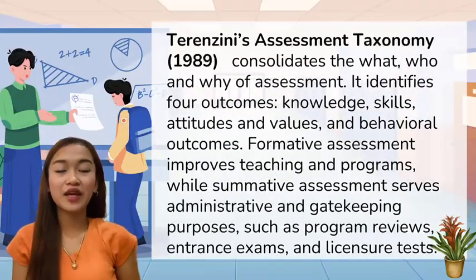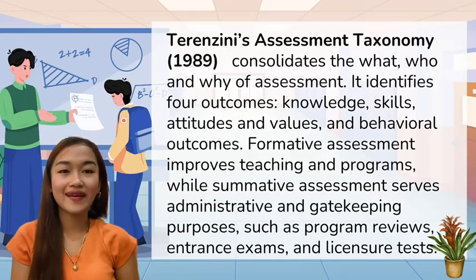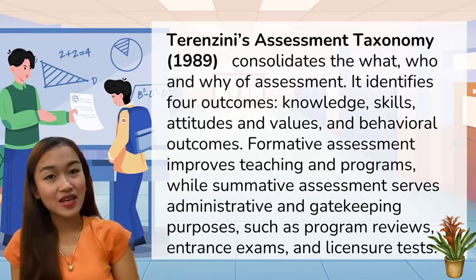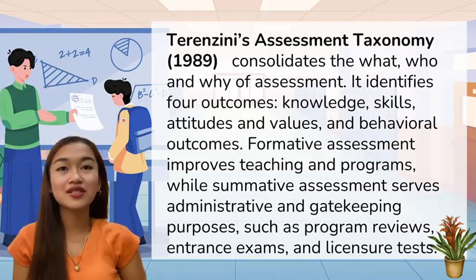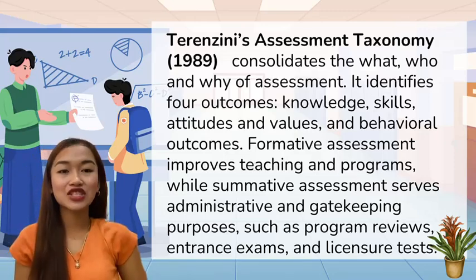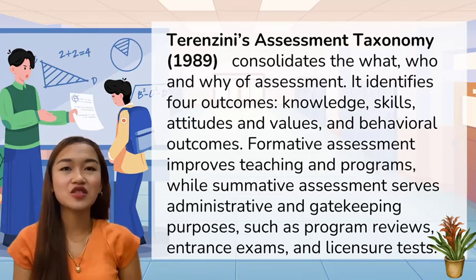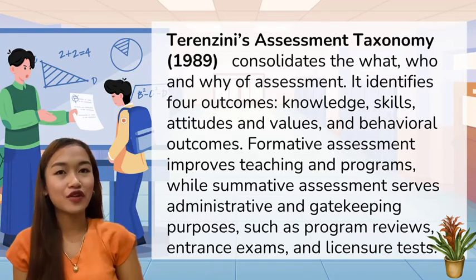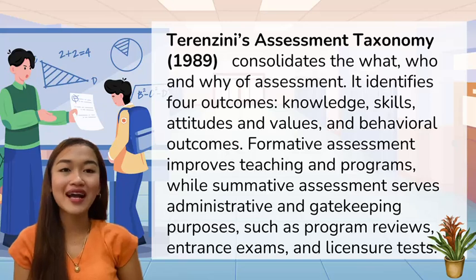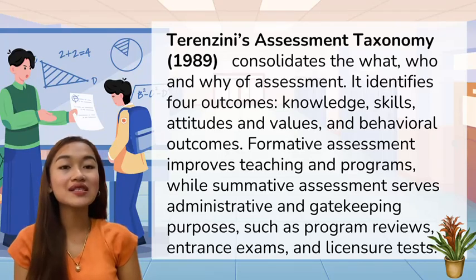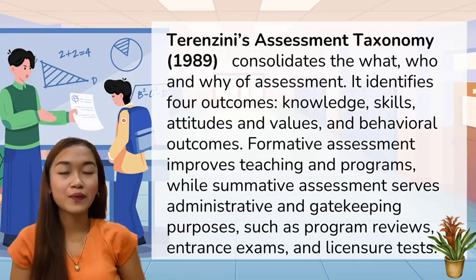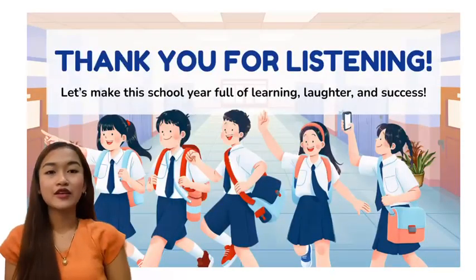Assessment can be explained by asking what, who, and why. What is assessed, which is knowledge, skills, attitudes and values, and behavior. Why assess, which is formative for learning and summative for accountability, and who is assessed, which is the individual and group. So I think that's the end of my report.